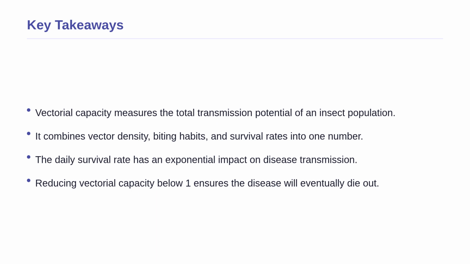Second, and perhaps most crucially, the insect's daily survival rate has an exponential impact on disease transmission. As we saw in our calculations, a small drop in daily survival causes a massive collapse in transmission potential. Finally, the ultimate goal of disease control is to push this metric below 1. By understanding and calculating vectorial capacity, we can design highly effective, targeted interventions to save human lives. You now have a solid understanding of this vital epidemiological concept.